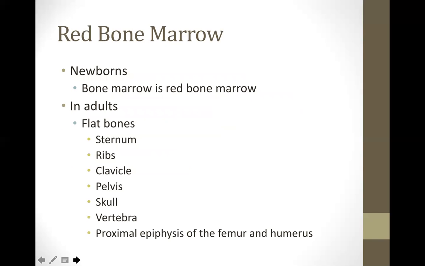Okay, let's talk about the red bone marrow first. In newborns, the bone marrow is the red bone marrow. But in the adults, where are the sites where we can find bone marrow? These are at the flat bones. Examples are your sternum. This is found at the center of your thoracic cage. Ribs, clavicle, pelvis, skull, vertebra, and the proximal epiphysis of the femur and humerus.